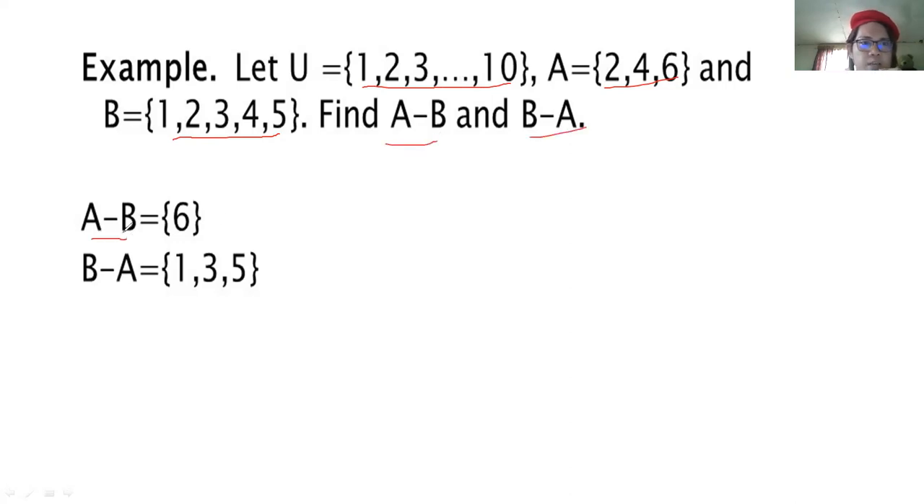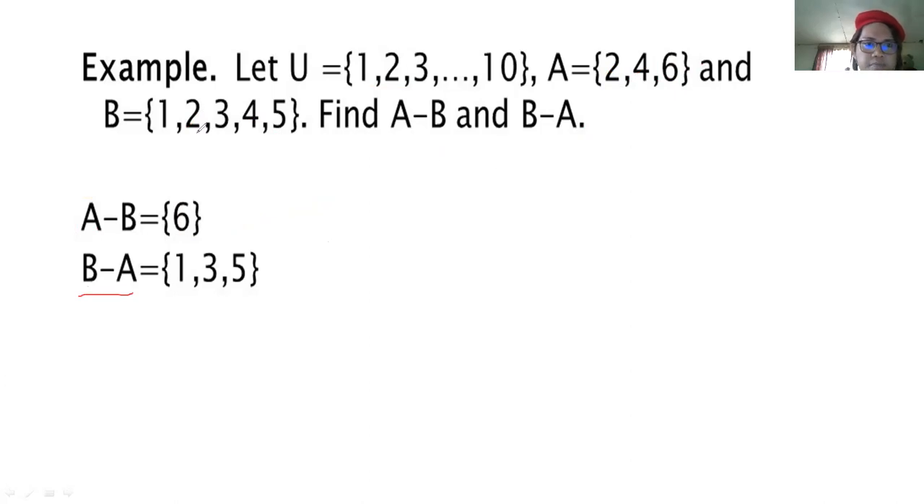So A minus B, what is in A that is not in B? A consists of 2, 4, 6. 2 is in B, yes, so X. And then 4 is in B, so X. But 6 does not belong to B. Therefore, the answer is 6. A minus B is 6. Check? Okay? No question? So clear? Very clear. Let's proceed to B minus A.